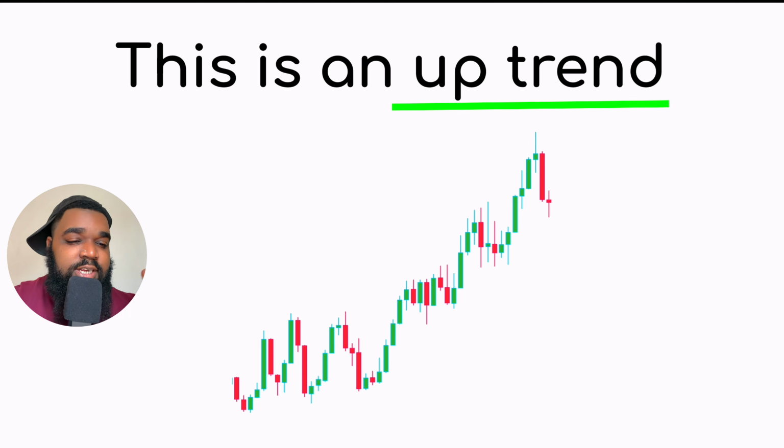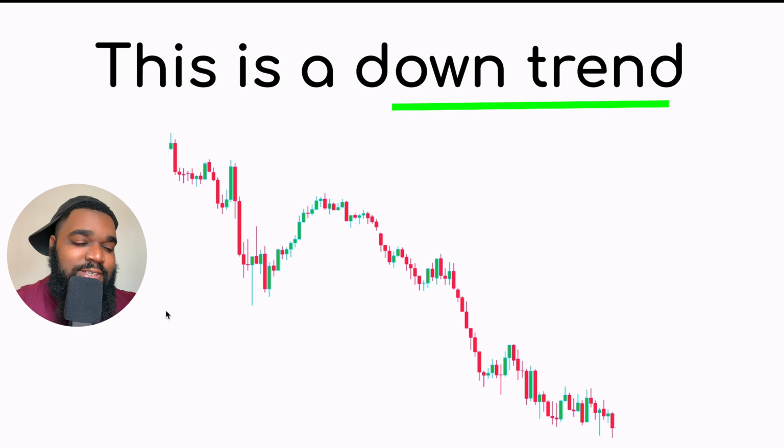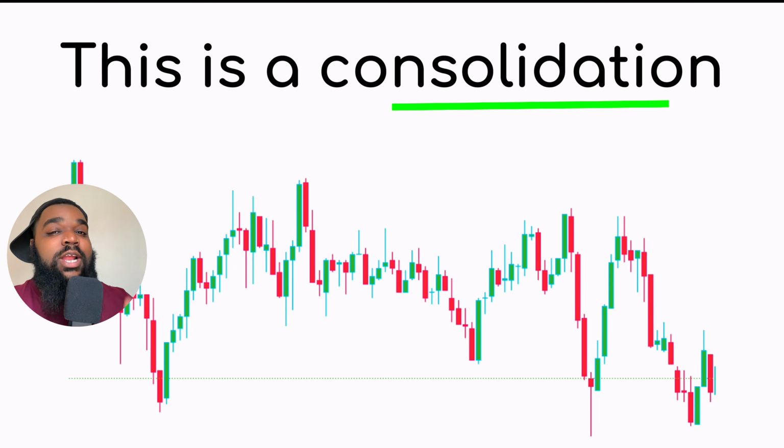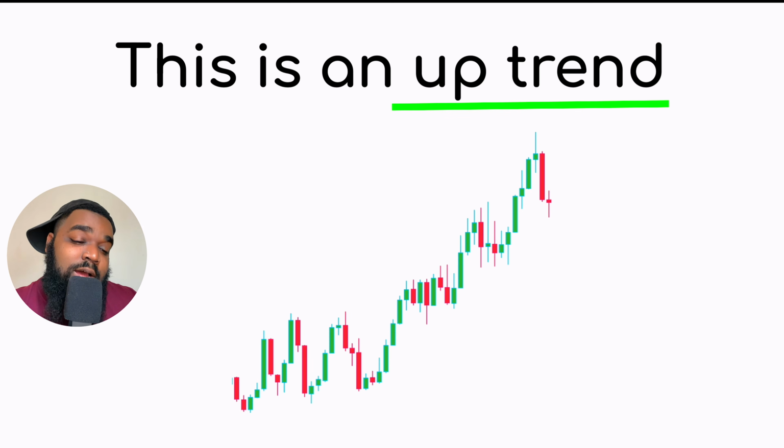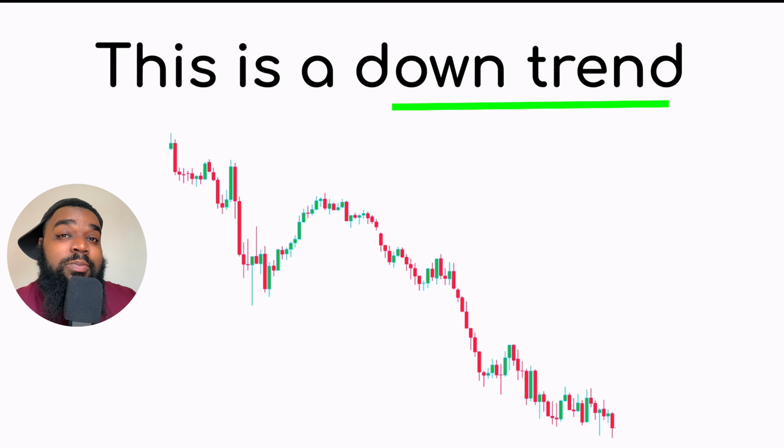All right, let's get into the nitty gritty of how to actually place a trade. So this right here is an uptrend, and this is a downtrend. This is consolidation. You never want to trade in consolidation. You only want to trade when price is going up or going down. That way you can enter the market.